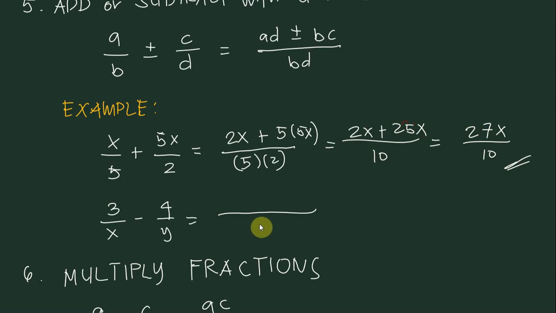So let's do another one. So this is xy. So this will be 3y minus 4x over xy. So this is the answer. We can't simplify that any further.